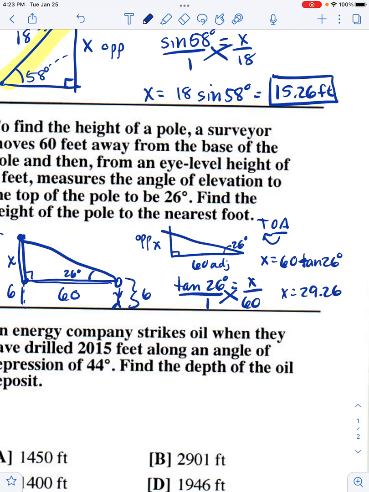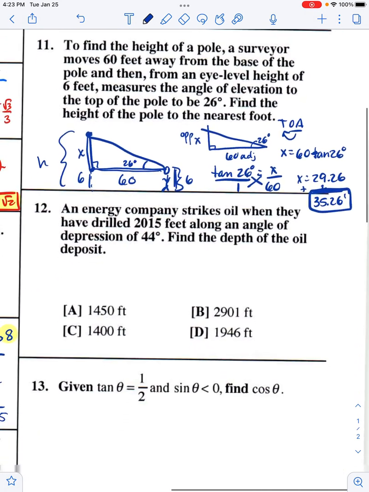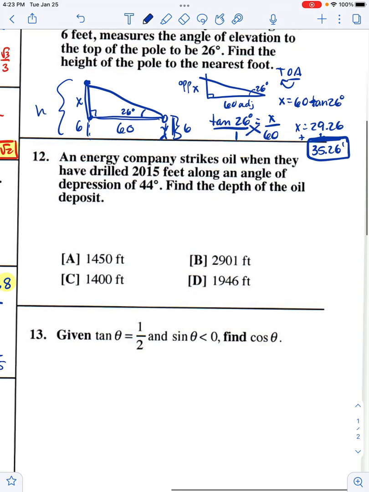29.26. Be really careful because that would be an option on the test, because the right answer is then adding 6 more for that initial height of that person's eye. So the real answer is 35.26 feet. So just be careful, be smart enough at the end. Don't be in a hurry. There's not a prize for being done first.